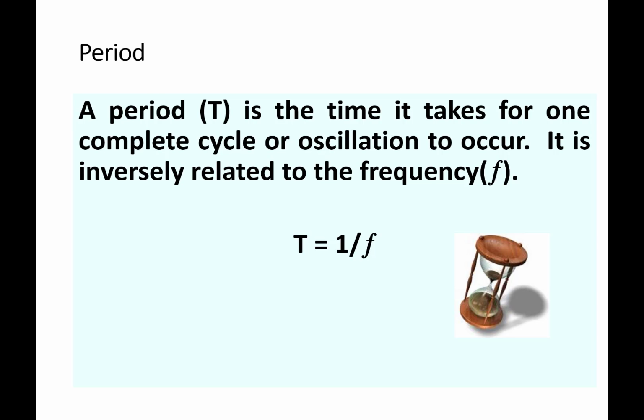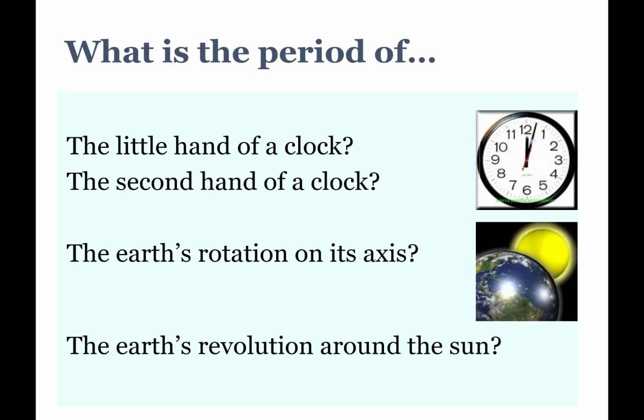Period is the time it takes for one cycle to occur, or one oscillation to occur, or in our case, for one wave to pass. And we already know that period is 1 divided by the frequency, their reciprocals. So the period of the little hand of the clock, that's the hour hand, takes 12 hours. The period of the second hand is, well, the second hand goes around once every minute, so 1 minute. The period of the Earth's rotation is 1 day. And the Earth's revolution is 1 year. The SI unit for period is seconds, so we could convert all these to seconds, but it's not necessary right here.